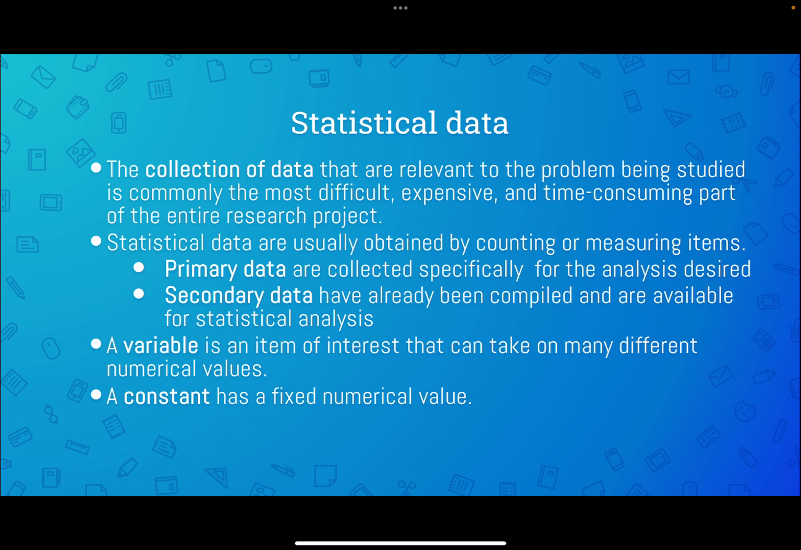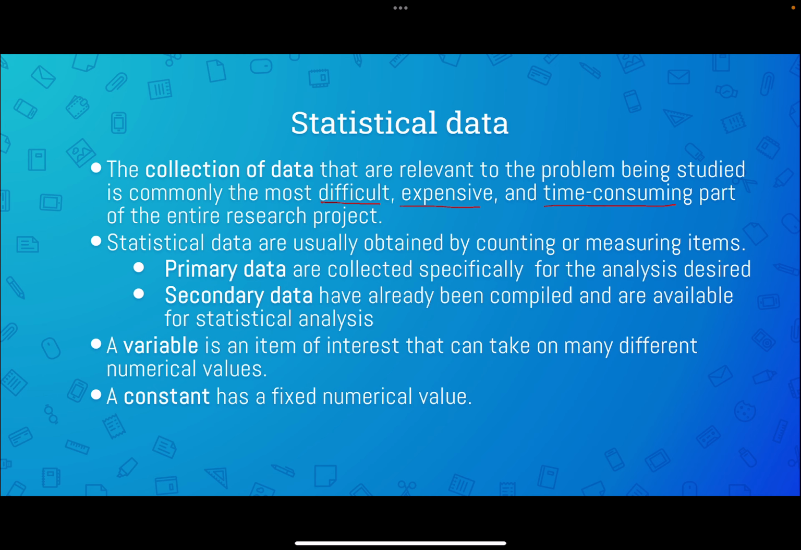Statistical data, which is a very important part of statistics, of course, is how we collect the information that we want to have. As I told you before, it is very relevant to the problem being studied, but it is difficult, expensive, and time-consuming to do the whole thing using a population. That's why we usually use samples. Statistical data is usually obtained by counting or measuring, and we could have primary data or secondary data.